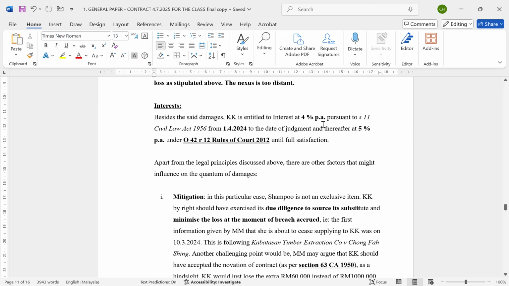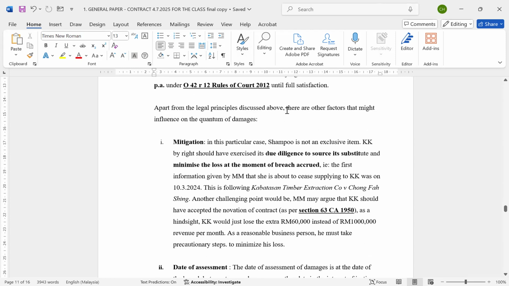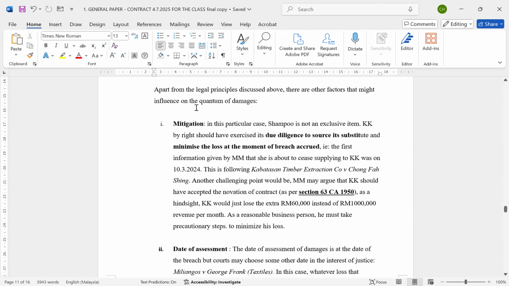So interest is quite simple. You can claim pursuant to section 11 CLA the pre-trial judgment, and also 5% post-judgment interest until the amount is fully realized or fully satisfied by the defendant. Okay, so interest, please mention, don't neglect, because all those are marks.